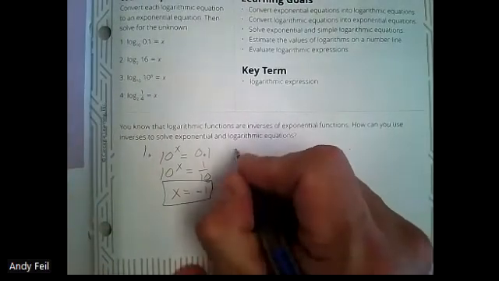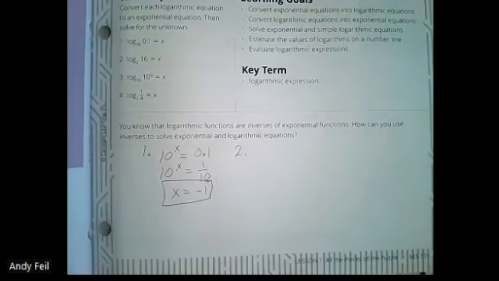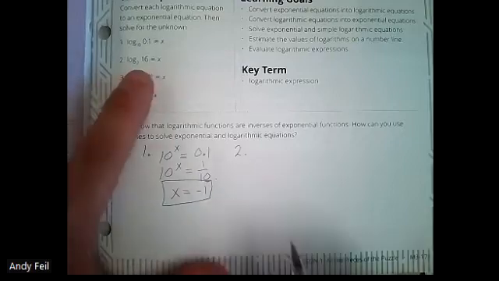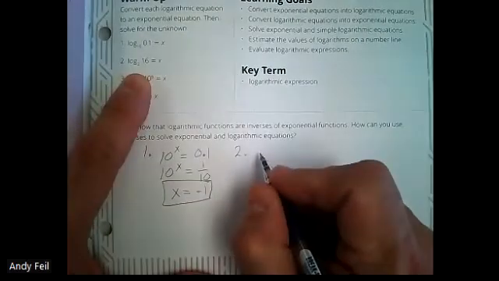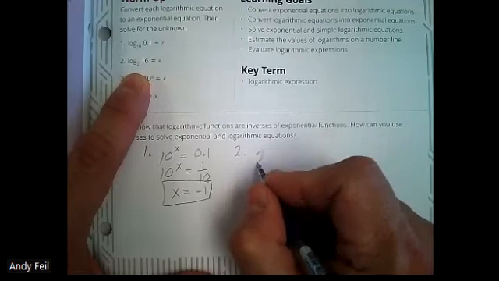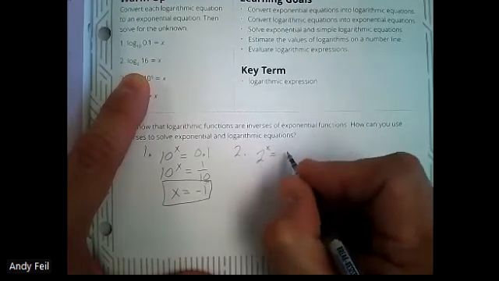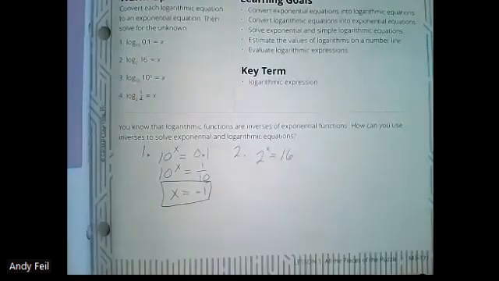Anybody think they know the answer to number 2? 4 is the right answer. That is exactly the right answer. And the way you figure out that it's 4 is how do you rewrite number 2? It's what to the x? 2 to the x equals. So now you just got to figure out 2 to what power is 16.